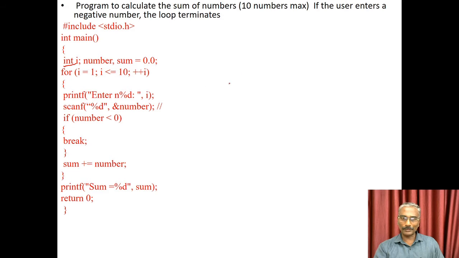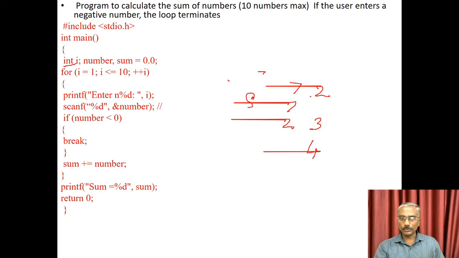For example, you get the number as 7. Then, for example, you enter the value 2, the next one 3, and the next one 4. So these are the inputs we are giving: 7, then 2, then 3, then 4. So these are all positive numbers.